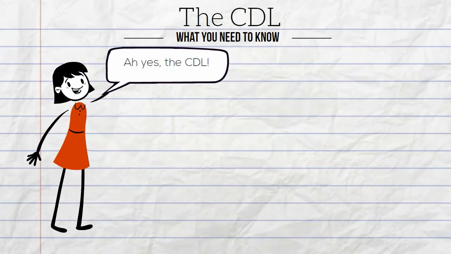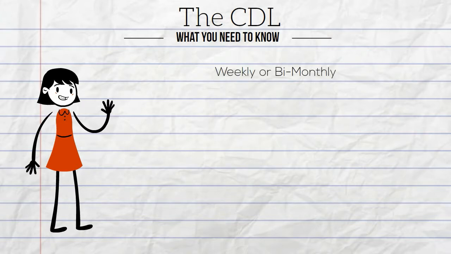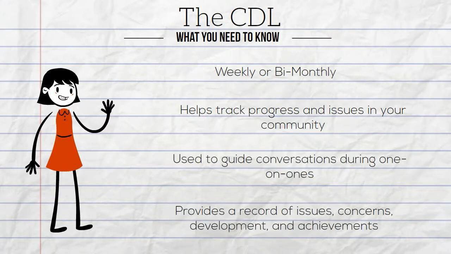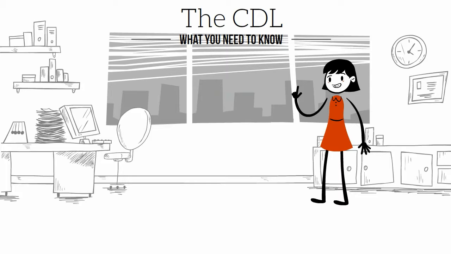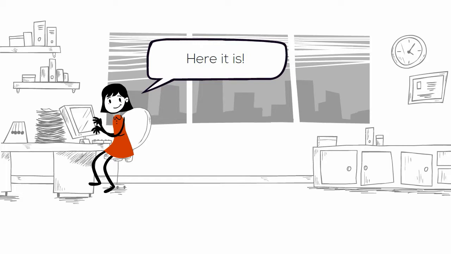Yeah, the CDL. This very important document is a short weekly or bi-monthly report that helps you and your AC track progress and issues in your community. It is used during your one-on-one meetings to guide your conversation and provide a record of issues, concerns, development, and achievements, both yours and your residents. It is especially helpful in tracking your progress towards the CDM. Resident interactions and programs are tracked through the log so they can be referenced in the future for programming ideas and different ways to get to know your residents.